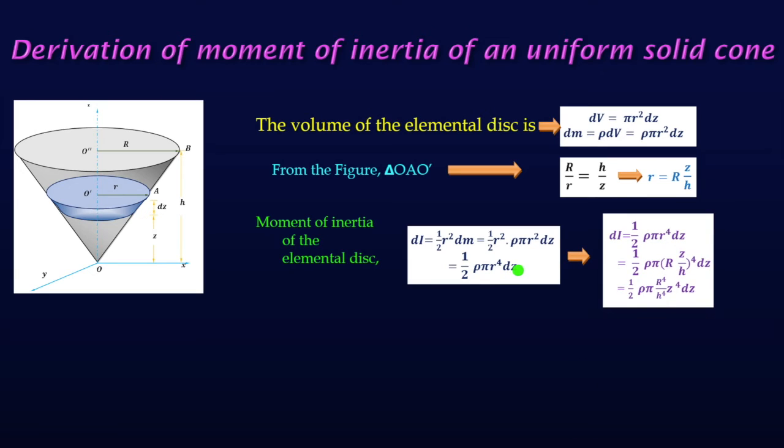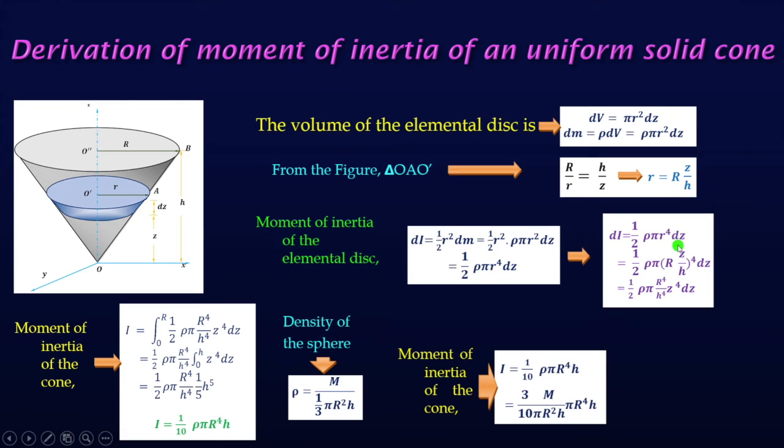Again, our variable is z, so we have to find out the relation between r and z. That we have already calculated, r equals this. So substitute this value of r here. So now in this equation dI is entirely a function of only z. Integrate it. What's the limit? z is varying from, at this point z is 0, at this point z equals h.